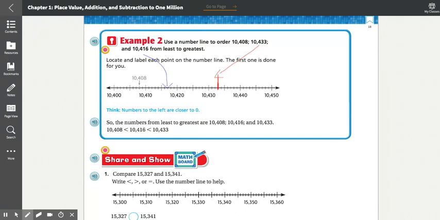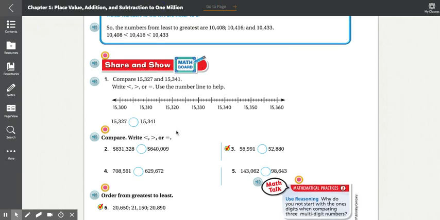So now let's compare. The smallest number is the first number, which is 10,408. The next number is 10,416. And the greatest number is 10,433. So 10,408 is less than 10,416, which is less than 10,433. So you've just ordered the numbers from least to greatest.